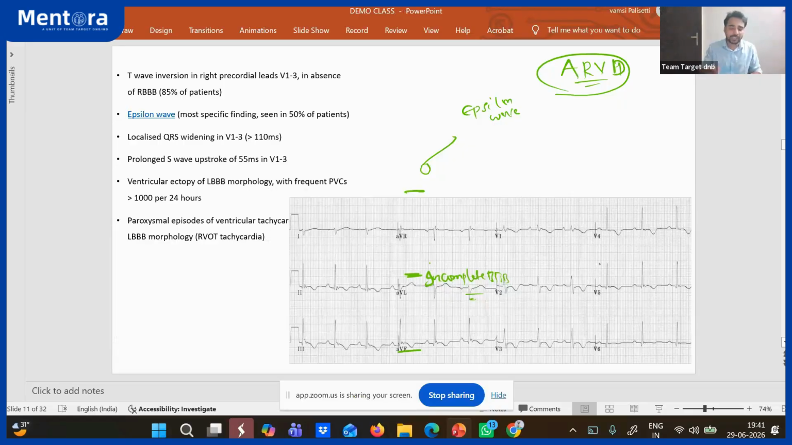So T wave inversion in the right precordial leads, V1 to V3. The epsilon wave is the most specific finding: in V1, after the QRS, some small deflection, that is your epsilon wave. Again, localized QRS widening, only at that part, and also sometimes ventricular ectopy of LBBB morphology. If any of these is there, you can diagnose arrhythmogenic right ventricular dysplasia.